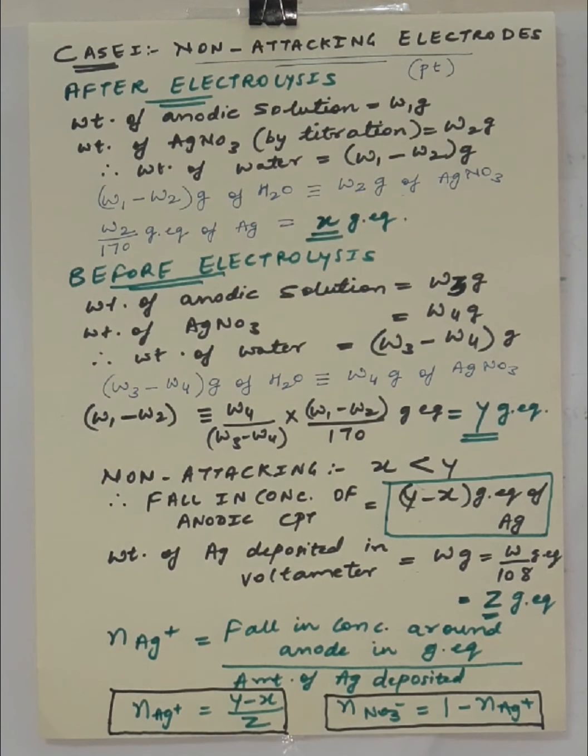Now I can say that this much amount of water will contain W2 gram of silver nitrate. Next, you need to consider the equivalent weight of silver nitrate. So I can say how much gram equivalent of silver nitrate, or gram equivalent of silver, is present after electrolysis. That is W2 upon 170, which is the equivalent weight of silver nitrate. W2 upon 170 gram equivalent of silver. Say that value is equal to X gram equivalent of silver.